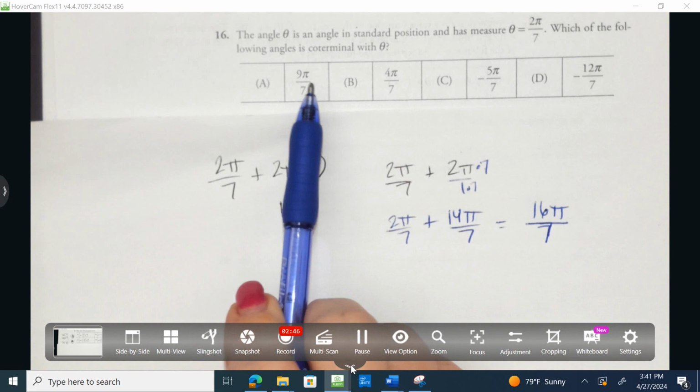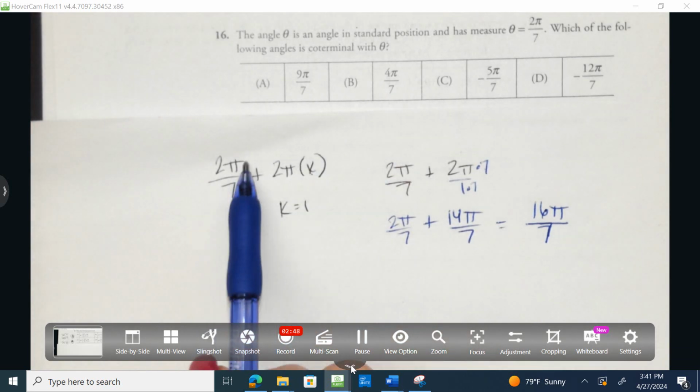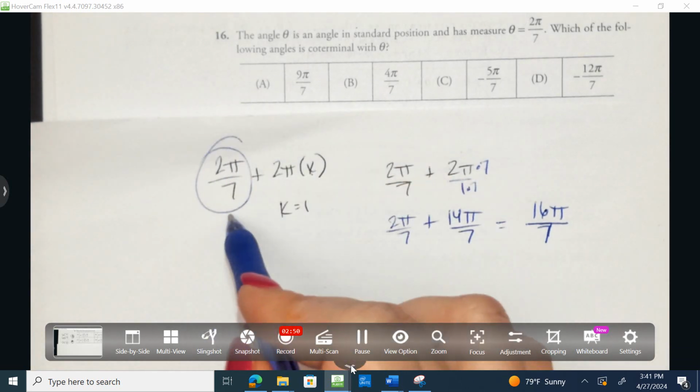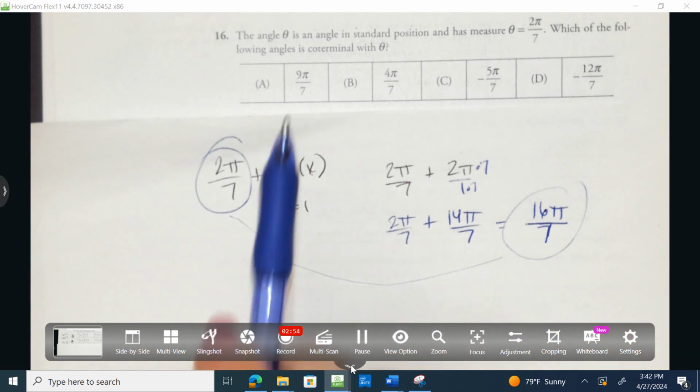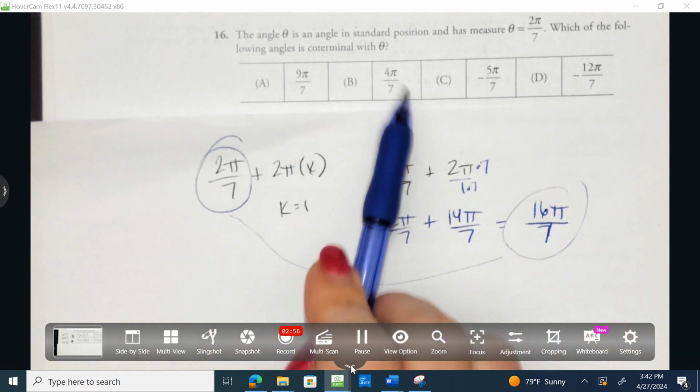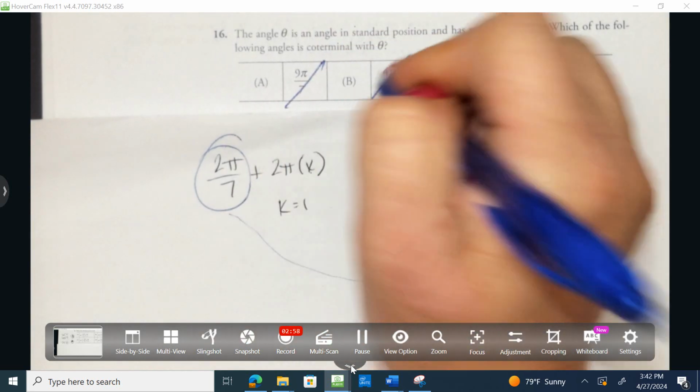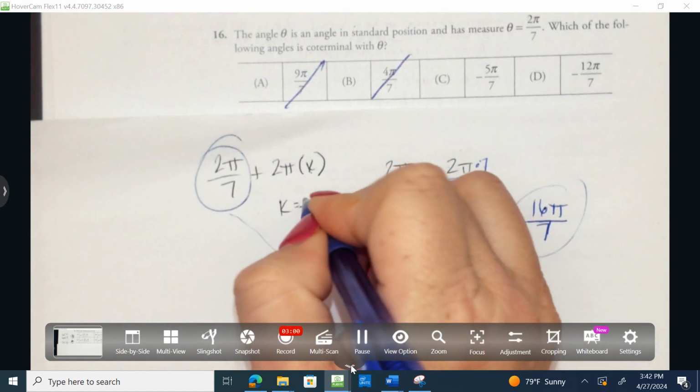But notice I have smaller versions. So from here, my next revolution one time around would be 16 pi over 7. And I can see that these would be in between there. We haven't even gone an entire revolution. What if we made this a negative 1?